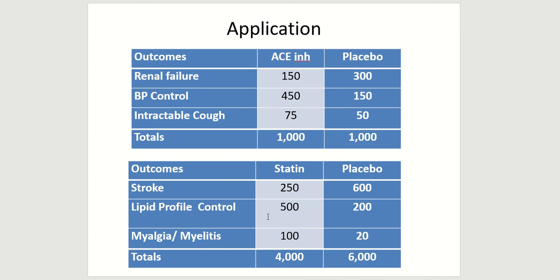You do the same thing for control of lipid profile. You do the same thing for myalgia, and you can apply everything we discussed to calculate the number needed to treat for stroke, the number needed for lipid profile control, and the number needed to harm for myalgia. And by comparing these numbers, you can evaluate your treatment.